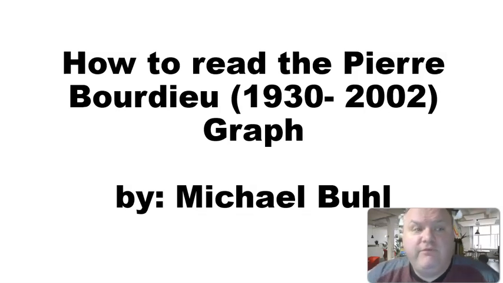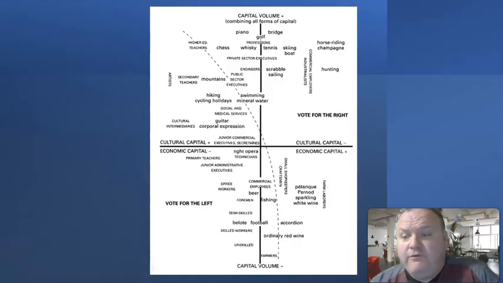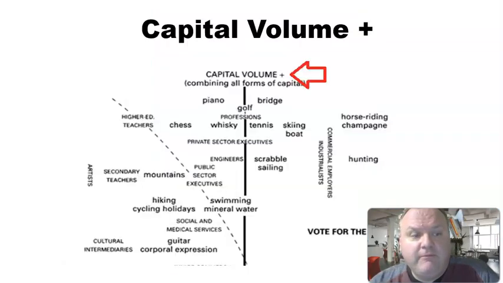Okay, everybody, in this video, I'm going to try to explain how one can read and interpret the Pierre Bourdieu graph. This is how the graph looks in its entirety. It can be complex, but I'm going to try to explain the labels and the basic scheme that he uses here. So let's go ahead and go to the next slide.